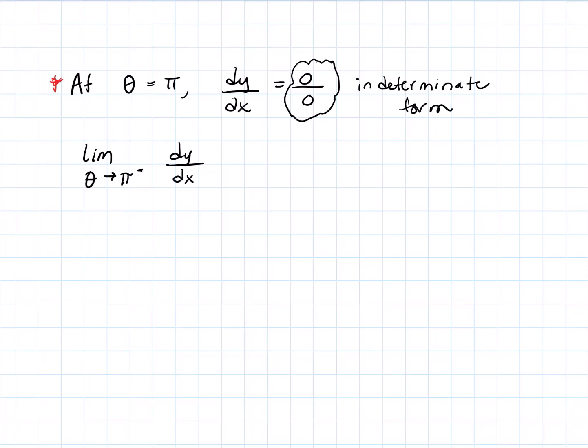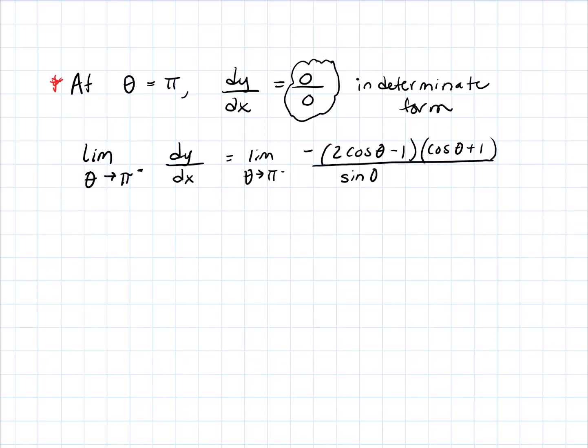dy dx, and our dy dx was, let's fill that in, theta is going to approach pi from the left of -2 cosine of theta minus 1 times cosine of theta plus 1. This was in its factored form, over sine of theta times 1 plus 2 cosine of theta, and definitely equaling 0 over 0. We've talked about that a lot.